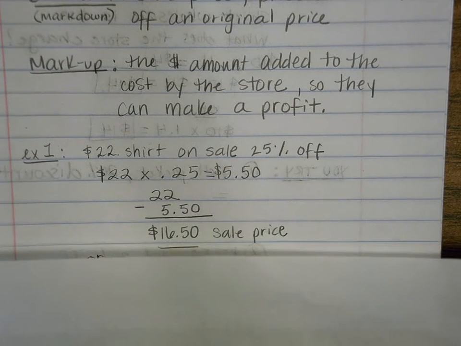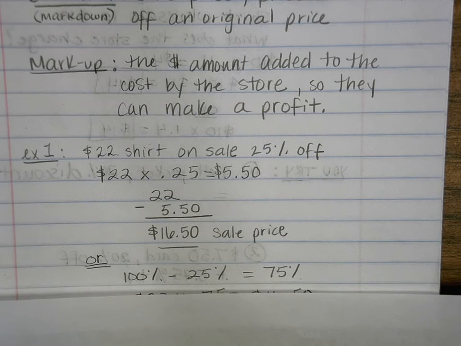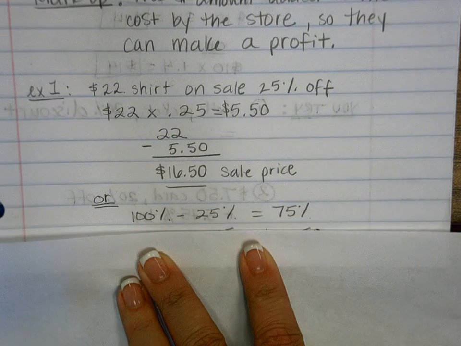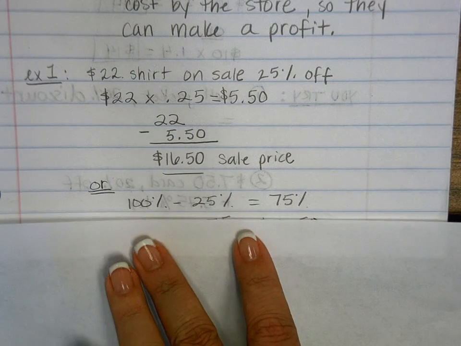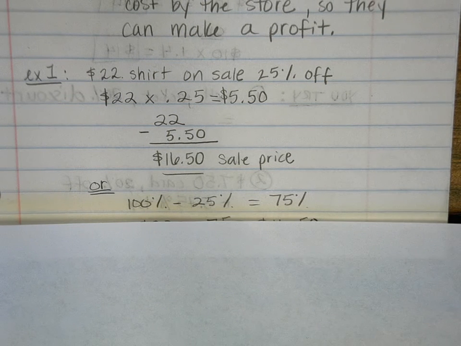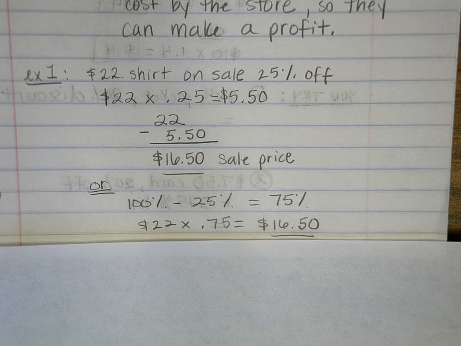Is there a faster way? Yes, of course there is. Some people do it this way, so they don't have to subtract. I mean, you still are kind of subtracting, but if you think of it like this, you could say, well, everything starts with 100%. If you take 25% off of that, now it's 75%. Okay, this is the shortcut way. So you just multiply that 22 by 0.75, and that gives you your total right away. Then you don't have to do the second subtraction step.